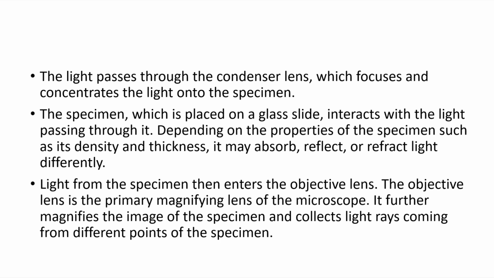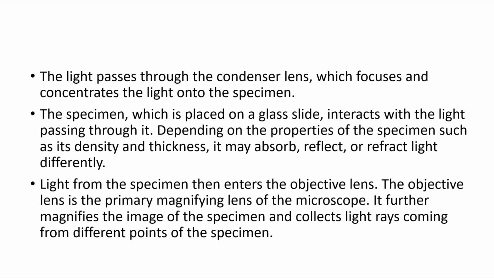The specimen, which is placed on a glass slide, interacts with the light passing through it. When light passes through that specimen, the light is absorbed in different ways and passes through in different ways. Depending on the properties of the specimen, such as its density and thickness, it might absorb, reflect, or refract the light differently.